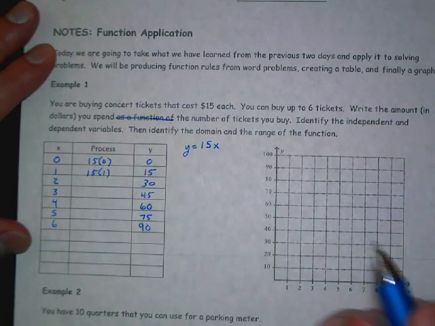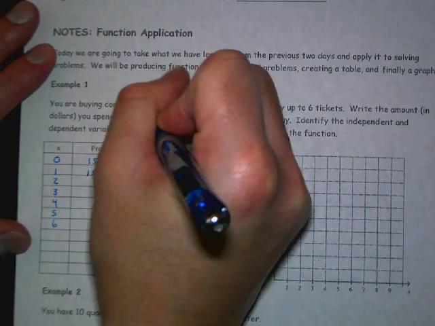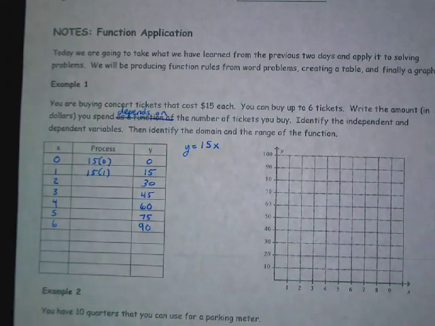cross them out and replace them with the words depends on, because it means the exact same thing, and it also answers that question. So if I now read it and it says, write the amount in dollars you spend, the dollars you spend depends on the number of tickets you buy.